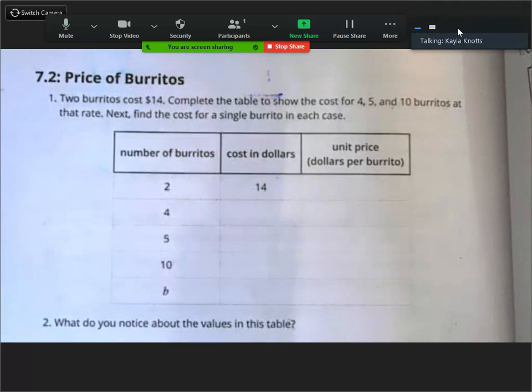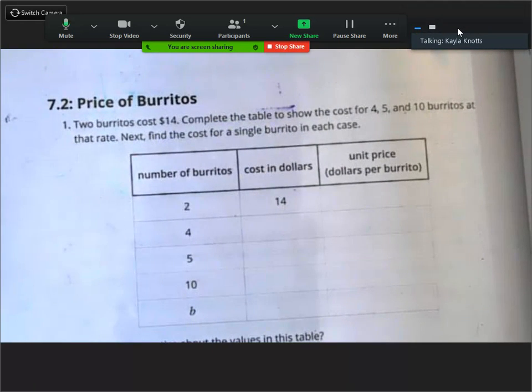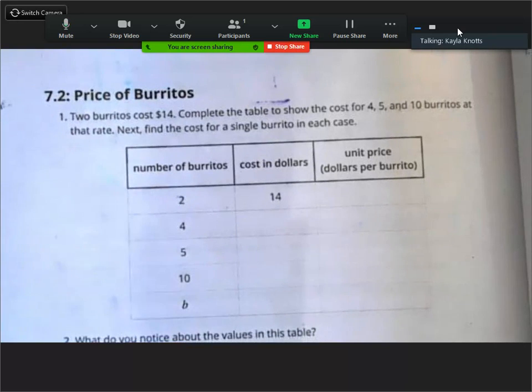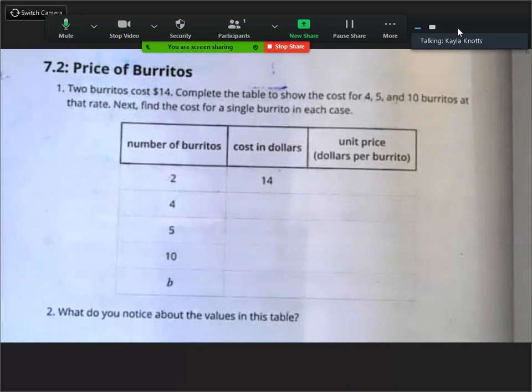Okay, guys. So I'm sorry for the Zoom difficulties this morning, but it is statewide. So it is not just Mrs. Knott's having problems.